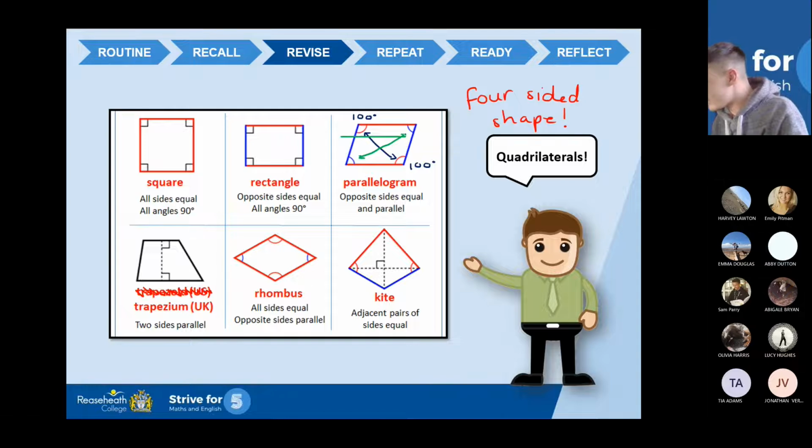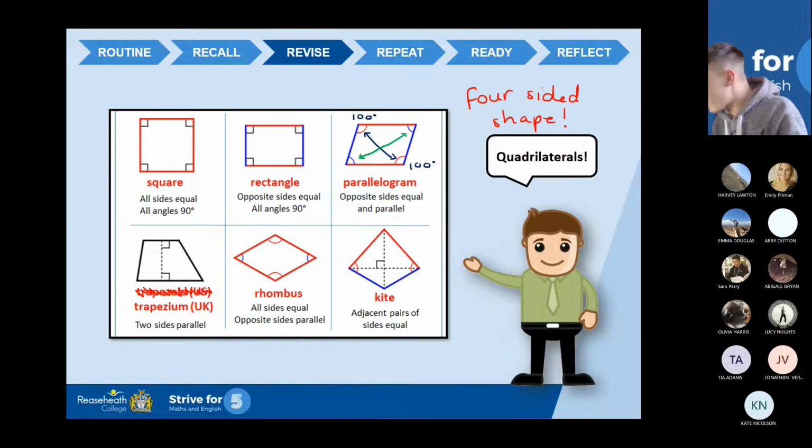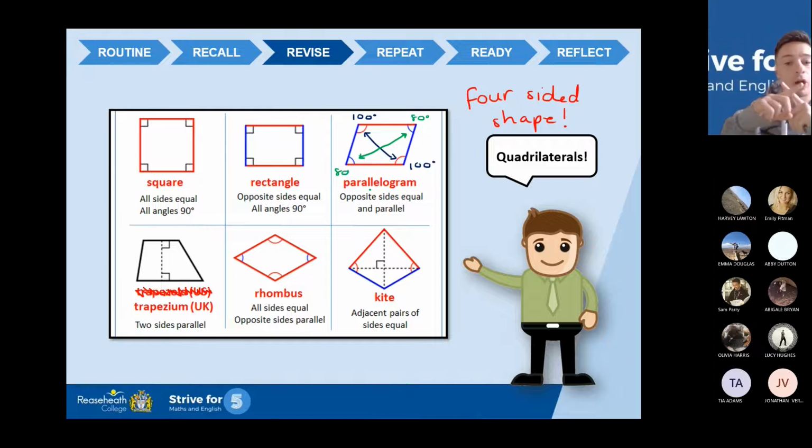Let me just get my little pen ready. There we go. So they're the same. So this one here must be 80 degrees. And then this one down here is 80 degrees. So the angles opposite each other are the same.